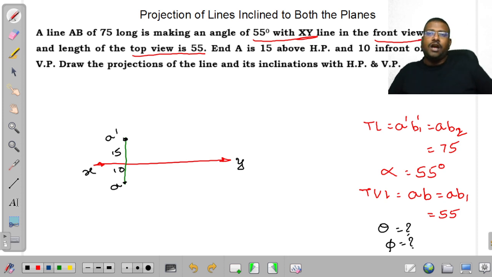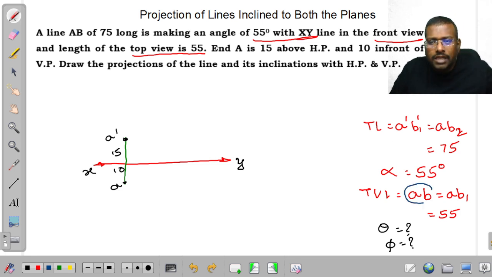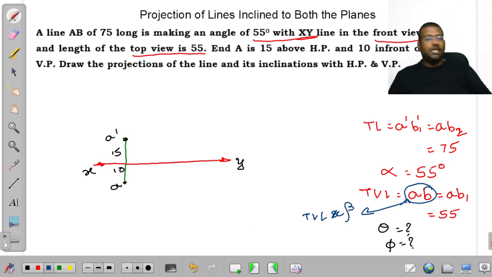Sir, can I draw 55 degrees? Comfortably you can draw 55 at A dash, but up to what level we don't know, sir. Then what do I have to do? Keep this one aside for some time. Sir, what about AB? That is also not possible, because for this I need the top view length and beta is required. So all are not possible. How do we have to solve?